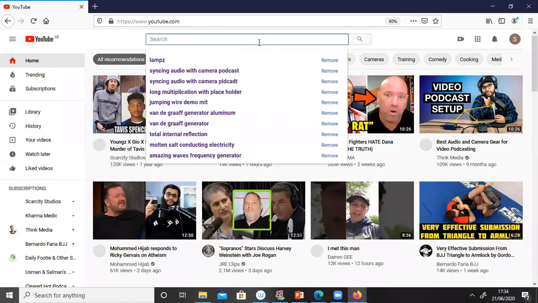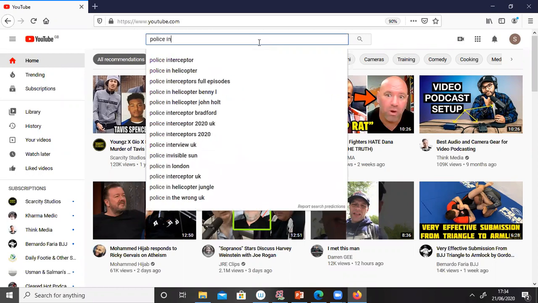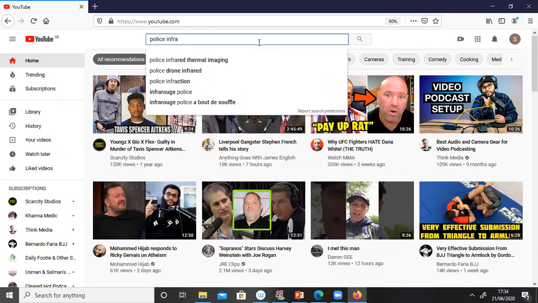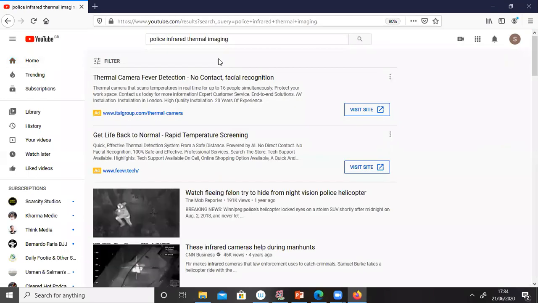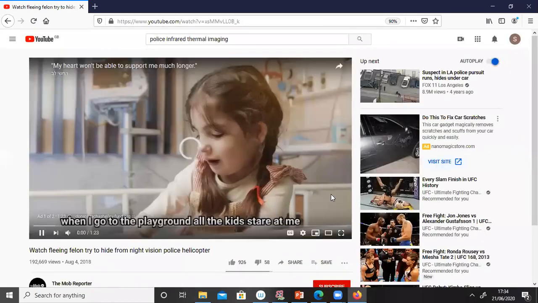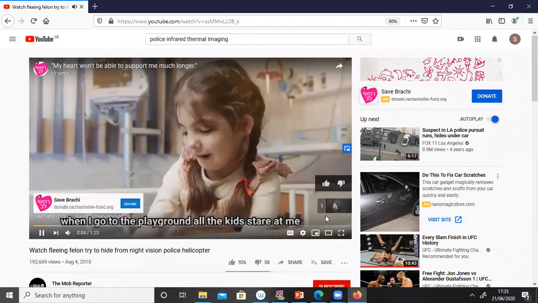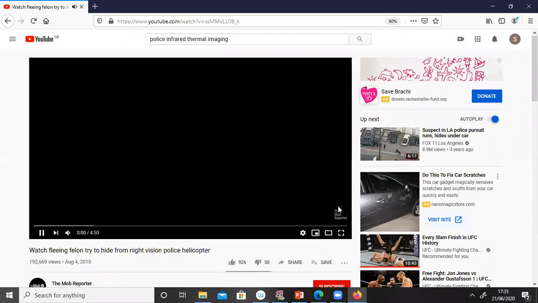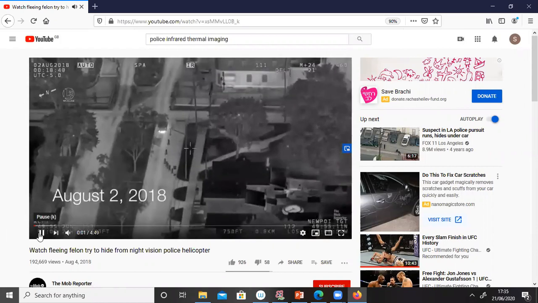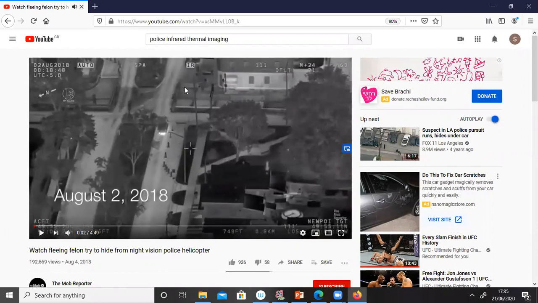Okay, so basically, let me show you. Police infrared. What a person's body does, because we are warm as human beings, we release radiation. Let me forward this. Okay. You can see the police helicopters looking at the ground at night.